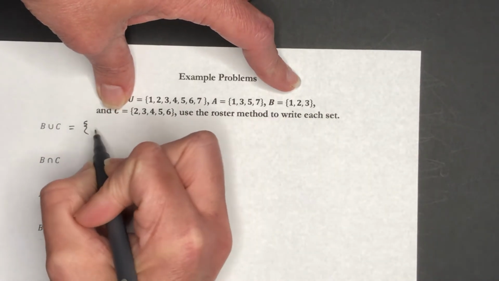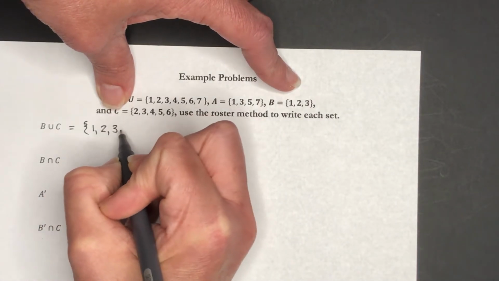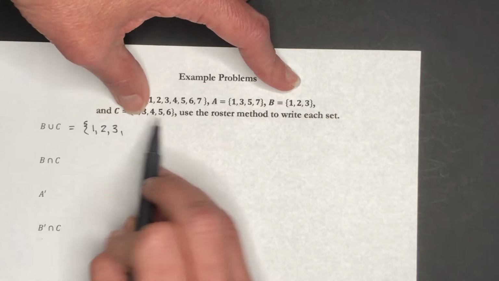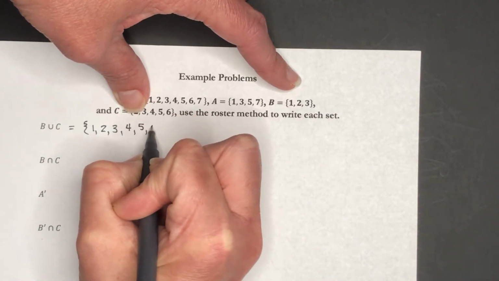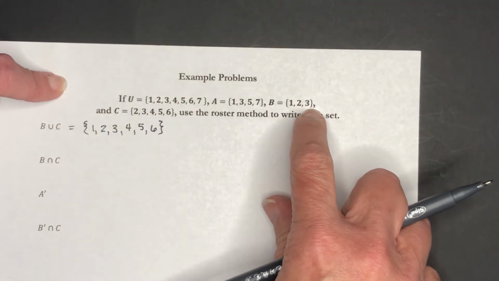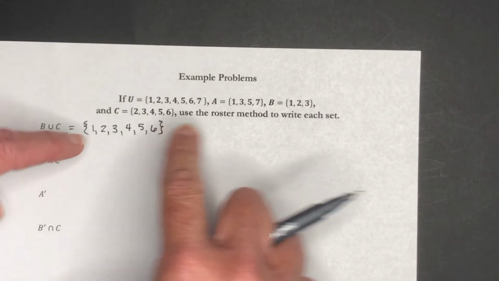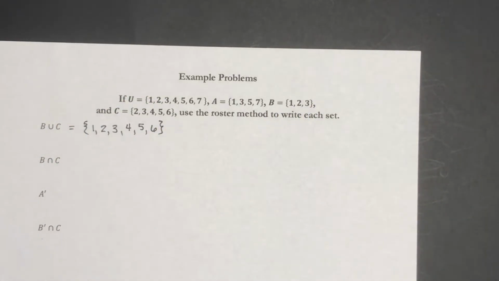I have 1, I have 2 and 3. Okay, so there's the 2 and the 3. Now this one also has 4, 5, and 6. So the union of these two sets would be this. Yes, you have the 2 listed twice, the 3 listed twice. That doesn't matter. You can list things twice theoretically, but it doesn't do you any good. And I think the computer might count it wrong.